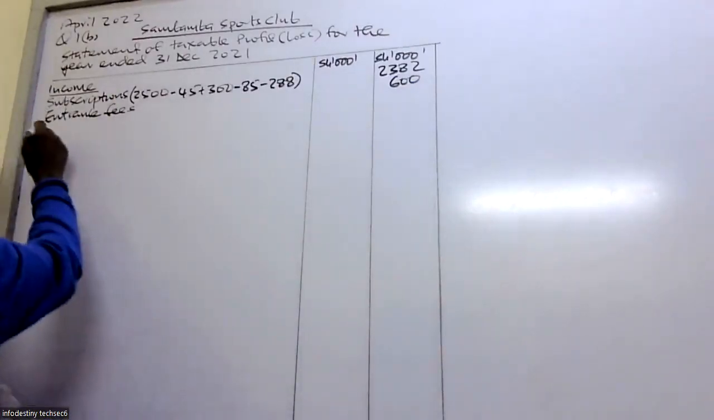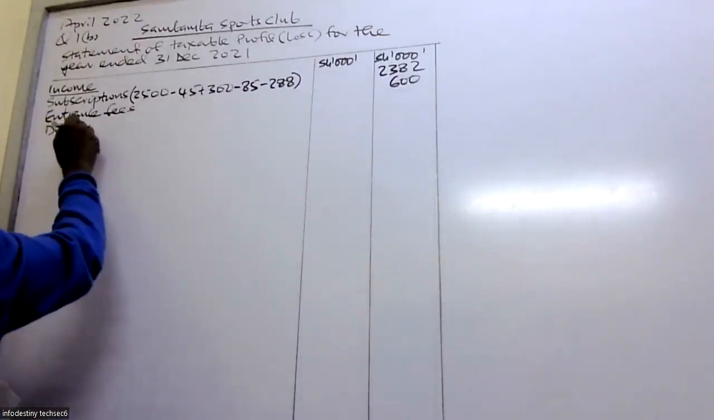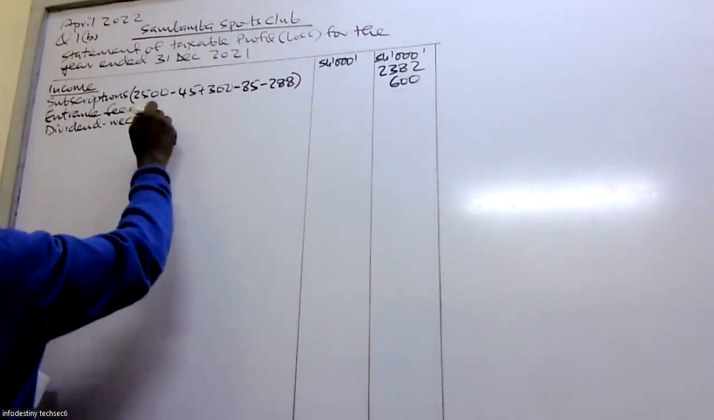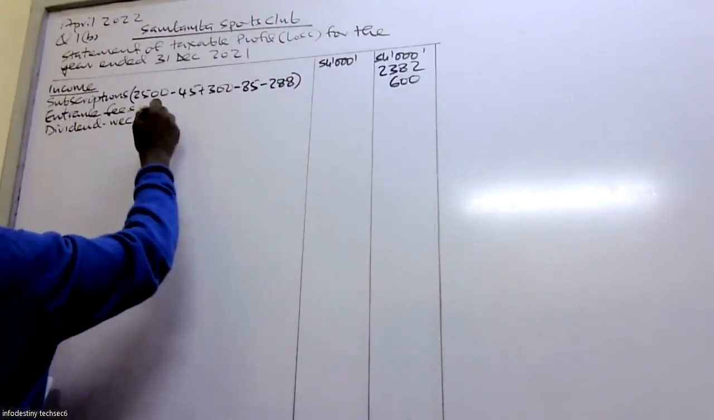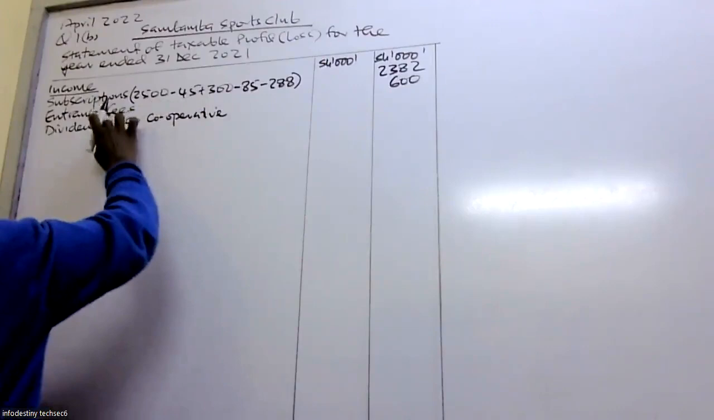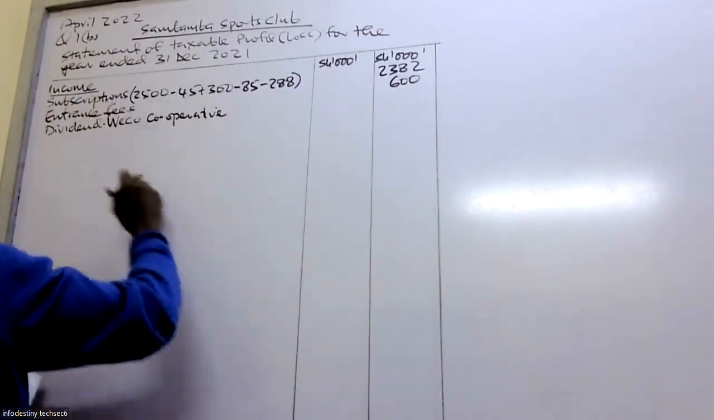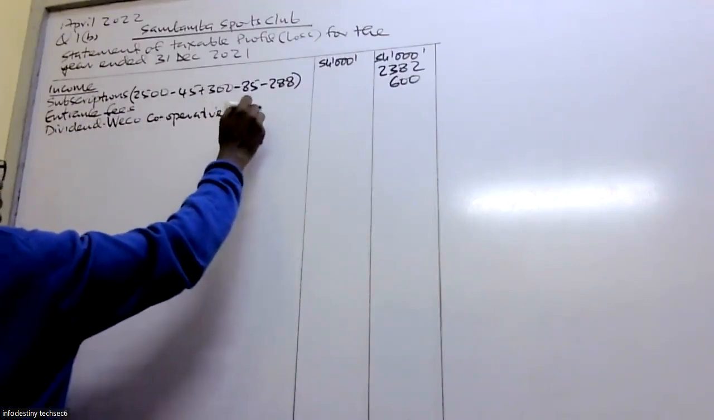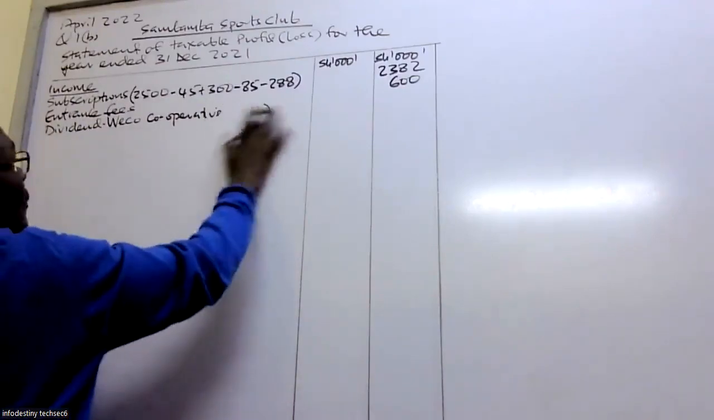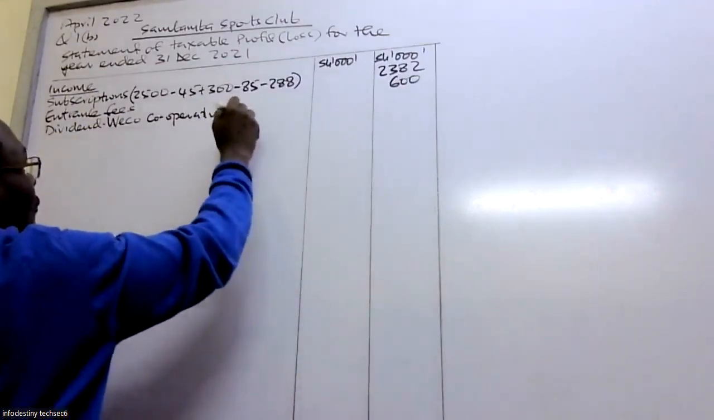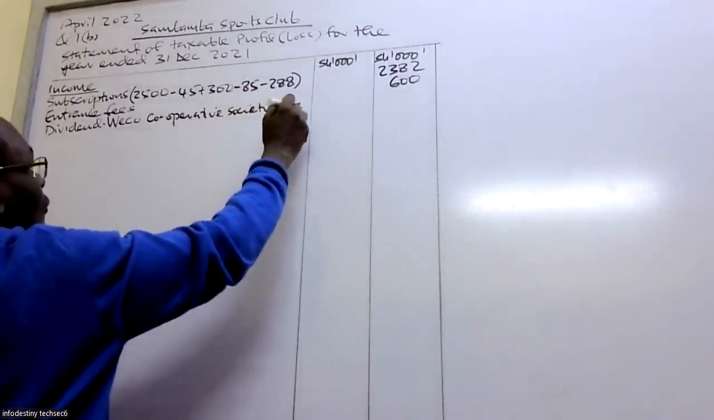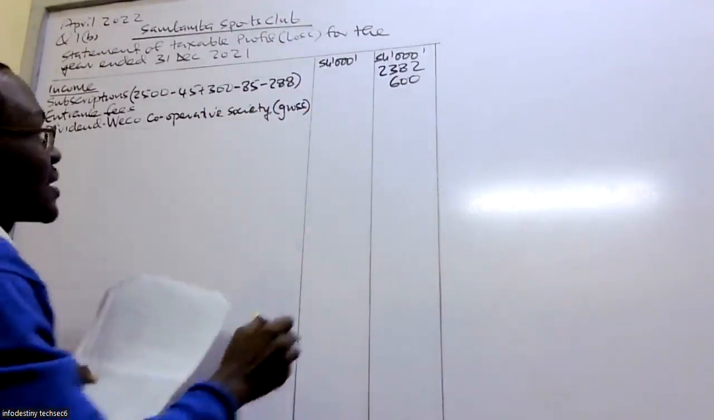We have dividend for Weco. Cooperative means it's a farmers cooperative. If they say sacco, it's something different. But this is a cooperative. The dividend is gross. Our cooperative society. So that gross dividend is 884.